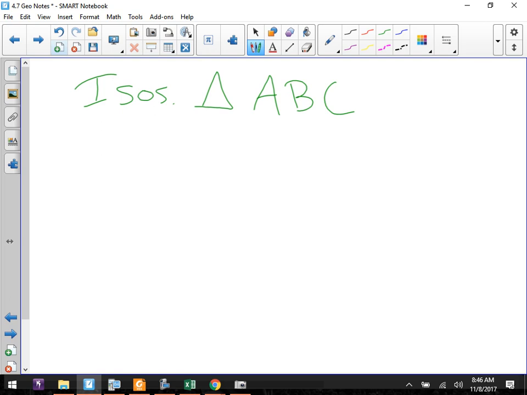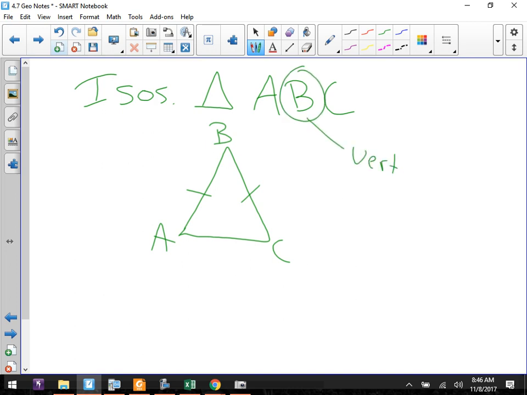So what's the second letter here? B. So if I draw a picture of it, and more often than not, you'll see me just draw the standard picture like this. That means that angle B is the one angle that is between the two sides. It's called the vertex angle. So that's how you would label this out, triangle ABC. So this is the vertex angle between.